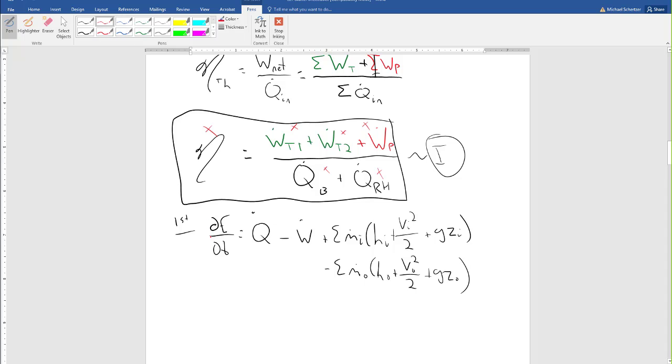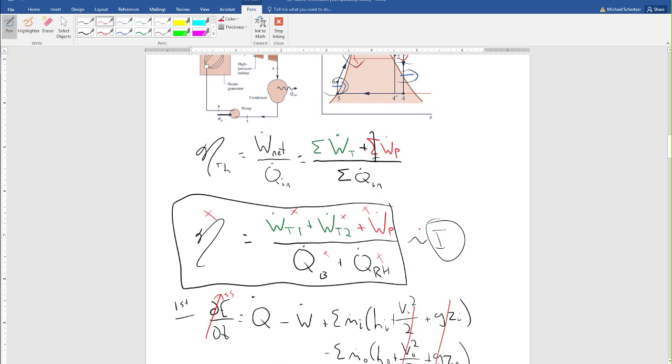Now, because I recognize it takes time to write this equation down, and maybe it's a test situation, I don't want to write out this thing like 5 times. So I'm only going to write the equation once. And now I'm going to look. For all of the components, I'm going to say that they're all steady state. I'm going to neglect kinetic and potential energy changes for all of the components.